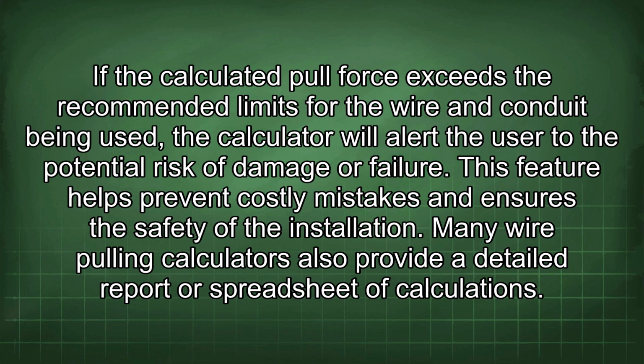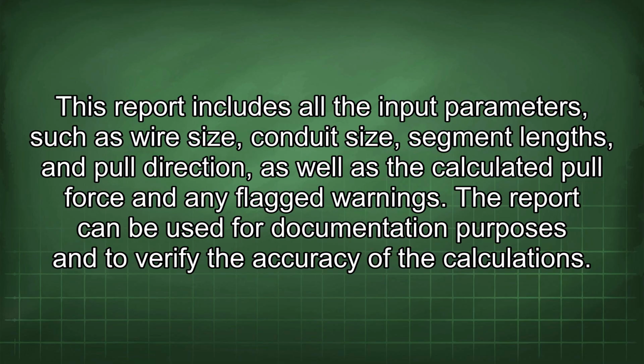Many wire pulling calculators also provide a detailed report or spreadsheet of calculations. This report includes all the input parameters, such as wire size, conduit size, segment lengths, and pull direction, as well as the calculated pull force and any flagged warnings. The report can be used for documentation purposes and to verify the accuracy of the calculations.